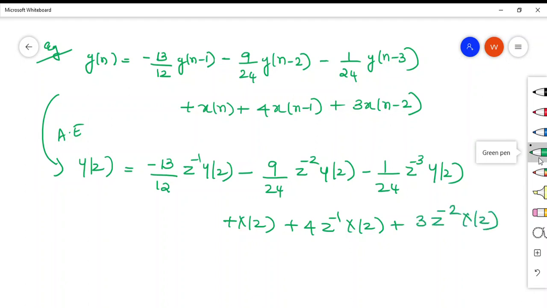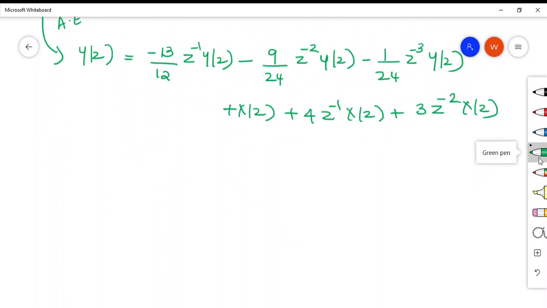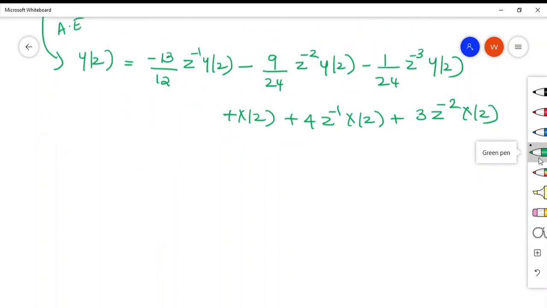So here we are dealing with direct form 1. In direct form 1, this is a straight method where whatever terms you have in the algebraic equation, all those terms are directly represented. So you start with x of z. X of z has three terms here. One is x of z, second is z inverse x of z, third is z raised to minus 2 x of z. So x of z does not have any coefficient, so it is directly taken.